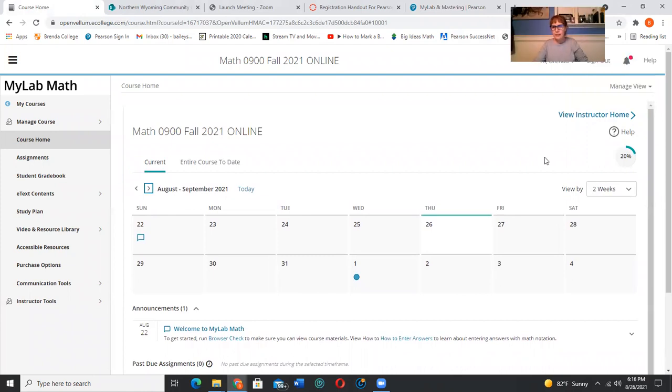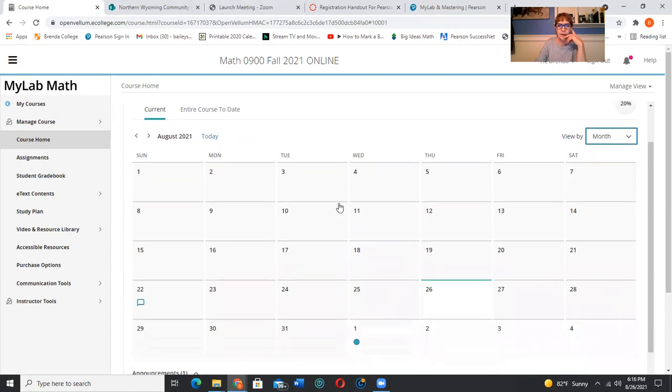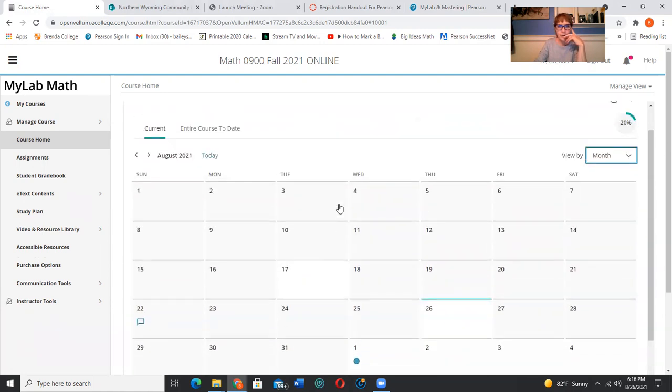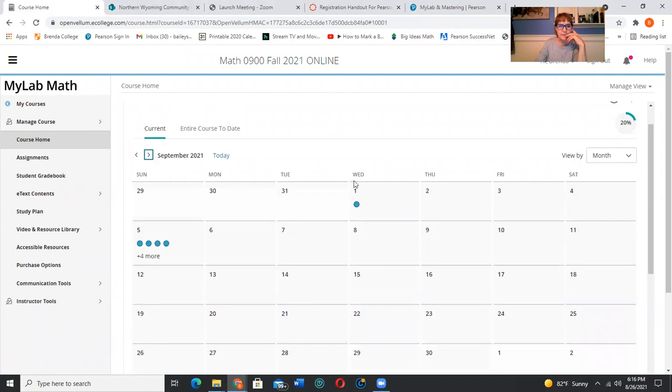Now, this is a 2-week view where you can look at 2 weeks ahead. Each of these blue dots is an assignment that's due. So you have one due on Wednesday, September 1st. You can go to a 1 month view. And then you can see, well, that's August, sorry, September. Here's the one that's due on Wednesday. And then there are 8 assignments due on the 5th of September.